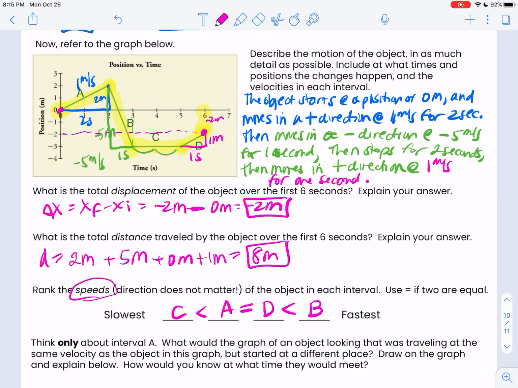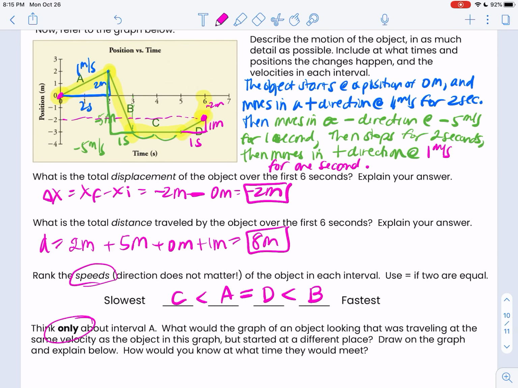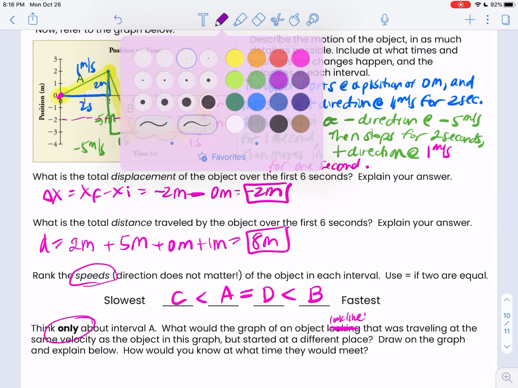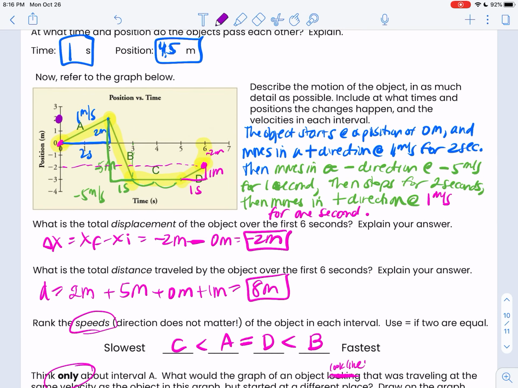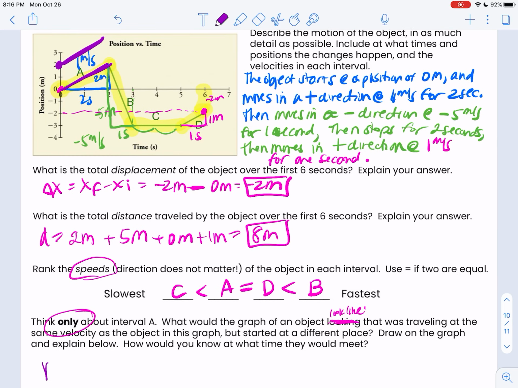Think only about interval A. What would the graph look like of an object that was traveling at the same velocity as the object in this graph, but started at a different place? Draw and explain. If it's going to be moving at the same speed, then it would have to be a parallel line. So it might look something like that. If one of them just started in a different place, they would keep the same distance between them. So they would look like parallel lines.